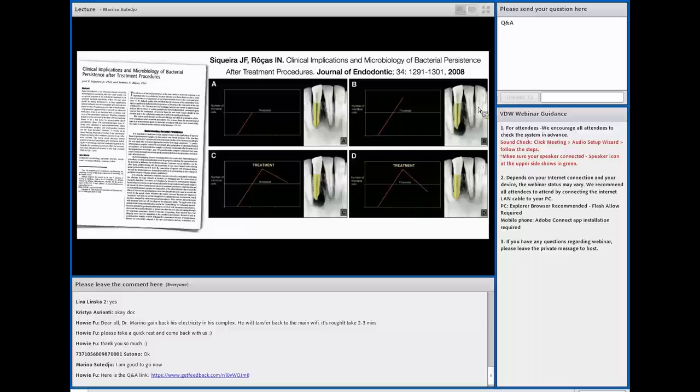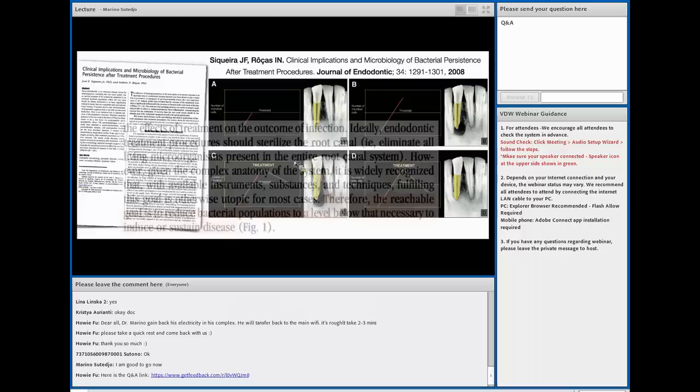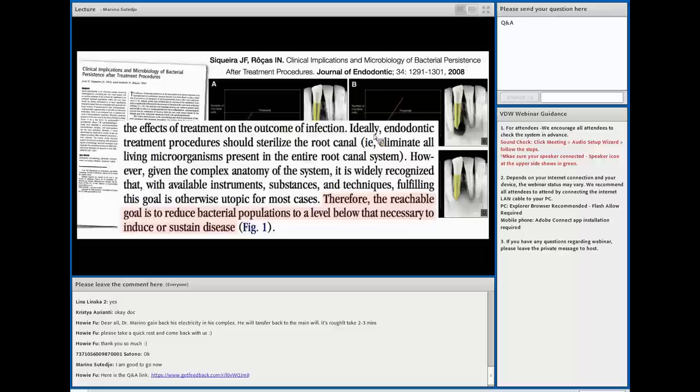So what we need to do with our endodontic treatment, with our preparation, shaping, and cleaning, is reduce the number of bacteria to a level below the threshold, because it is impossible for us to reach the zero level. Therefore, our goal is to reduce the bacterial population inside the root canal to a level below what is necessary to induce or to sustain the disease.